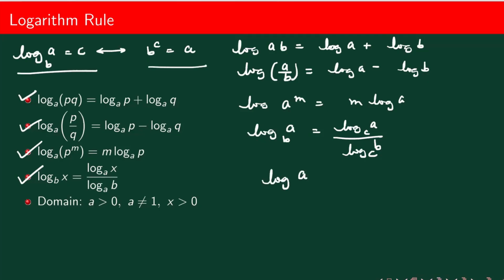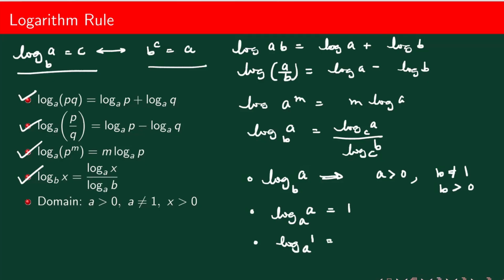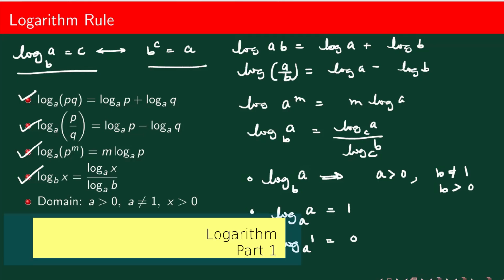Also, log A to the base B is valid only if A is greater than 0, B is not equal to 1, and B is greater than 0. The base needs to be positive. And also we have log of A to the same base gives us 1, and log of 1 to any base, we get the answer as 0. So these are some of the properties that we are going to use to solve the questions ahead.